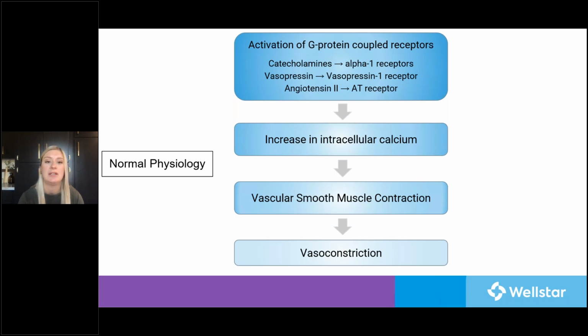So getting into the physiology and pathophysiology of vasoplegia, I'm going to just start by explaining how our body normally responds to hypotension. Normally our vasculature responds to hypotension by activating G protein coupled receptors. So your alpha receptors activated by catecholamines, your vasopressin receptors activated by vasopressin, and your angiotensin receptors activated by angiotensin 2. And these receptors cause an increase in intracellular calcium of the vascular smooth muscle cells, which causes vascular smooth muscle cells to contract, leading to vasoconstriction and increasing your blood pressure.